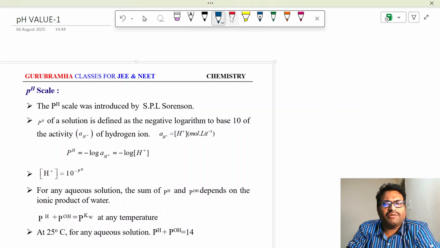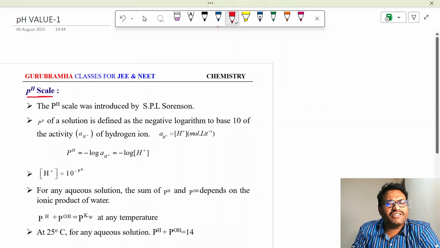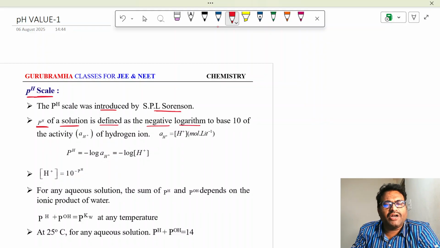So, we are discussing what a pH scale is. The pH scale was introduced by Sorensen. The pH of a solution is defined as the negative logarithm of base 10 of the activity.